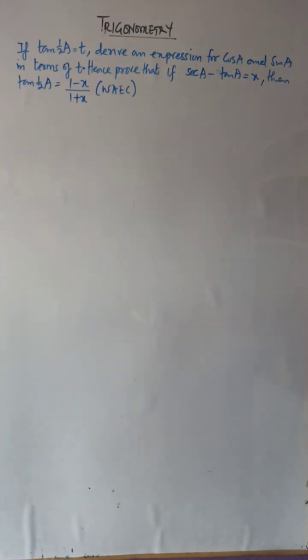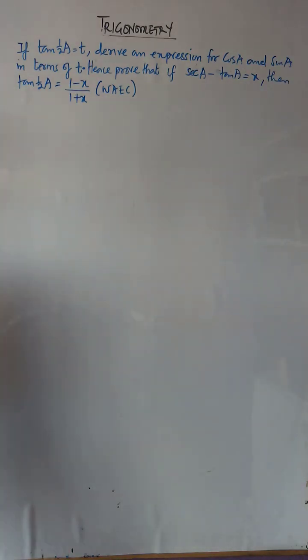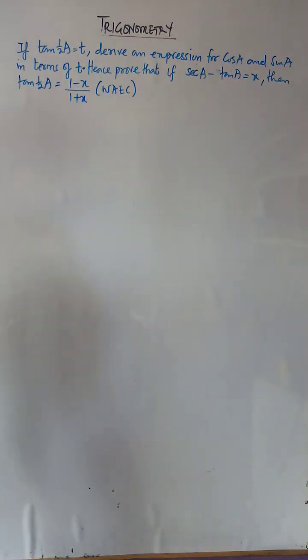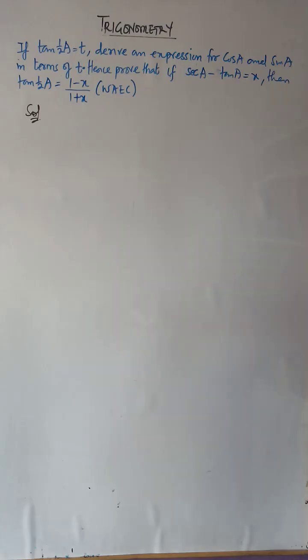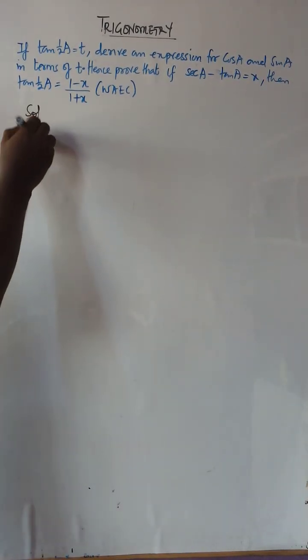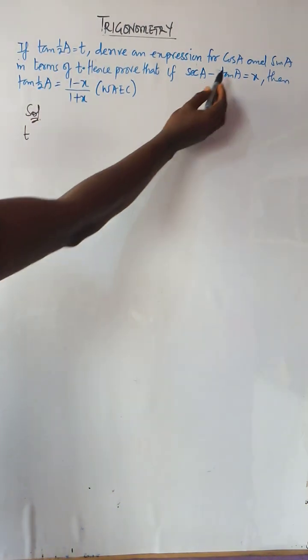Look at another question. If tan half of A is t, derive an expression for cos A and sin A in terms of t. Hence, or otherwise, prove that if sec A minus tan A is x, then tan half of A is (1 minus x) over (1 plus x). There are many ways this question can be approached. First, look, this is a half angle, but these are not half angles.